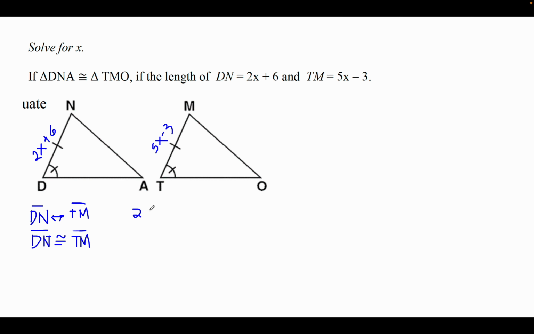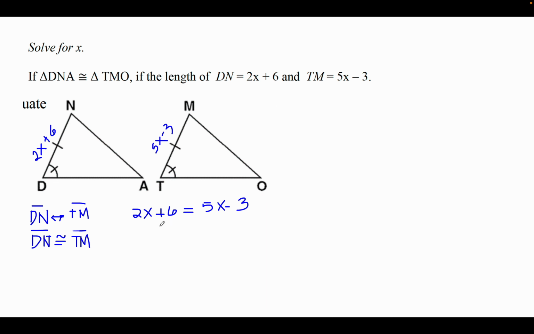So, since they are congruent, we can equate 2x plus 6 is equal, equal also to 5x minus 3. Understood? Nakuha? Do you follow? Yes po.